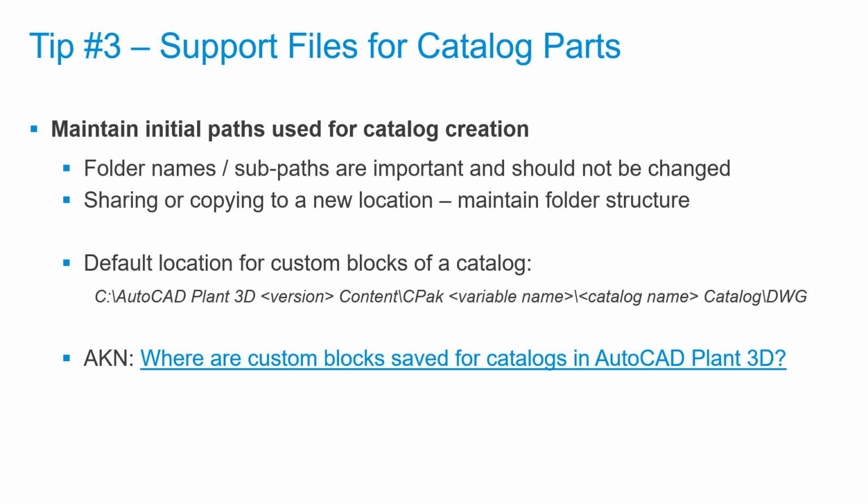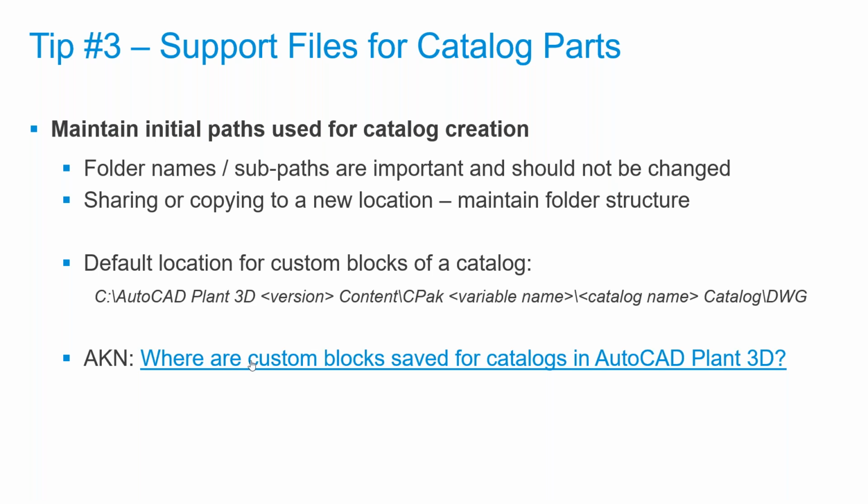So you can see here that the default location for the custom blocks for catalog is going to be your shared content folder, which is AutoCAD Plant 3D 2021 content, and then CPAC, which is your content pack, and then it might be ASME there. And then underneath that's going to be your catalog name with the word catalog after it, and that'll be the folder. And then typically we put your DWGs there. So that would be the DWG that contains all the blocks that you're going to include in the catalog.